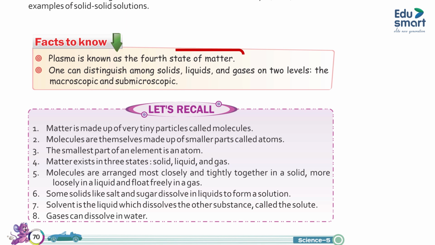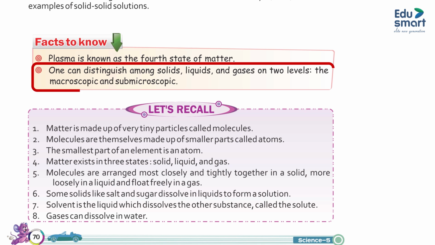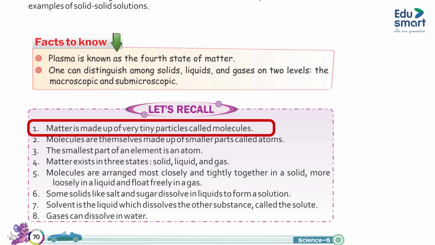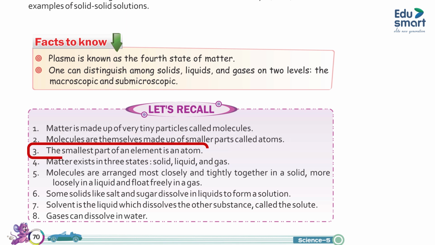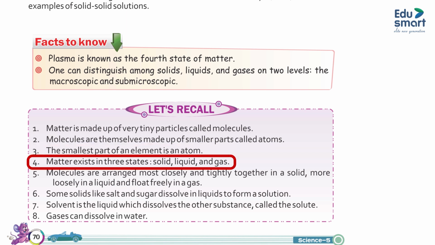Facts to know. Plasma is known as the fourth state of matter. One can distinguish among solids, liquids and gases on two levels, the macroscopic and submicroscopic. Let's recall. 1. Matter is made up of very tiny particles called molecules. Molecules are themselves made up of smaller parts called atoms. The smallest part of an element is an atom. Matter exists in three states: solid, liquid and gas.